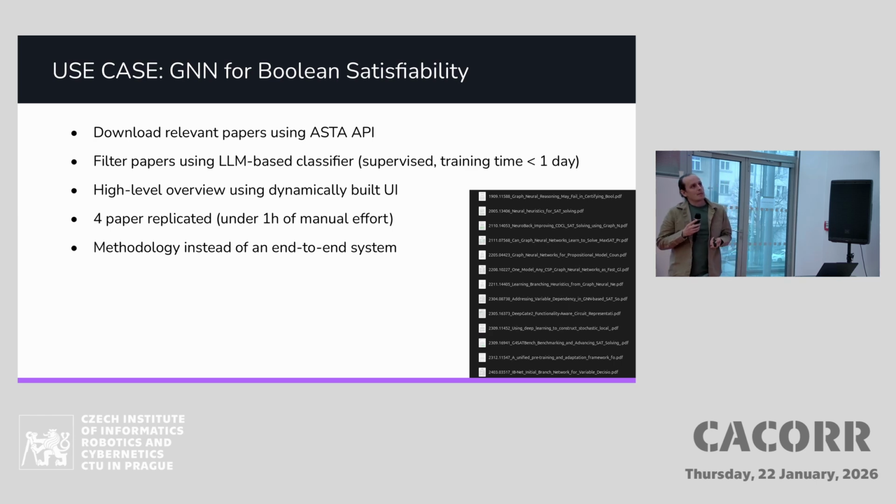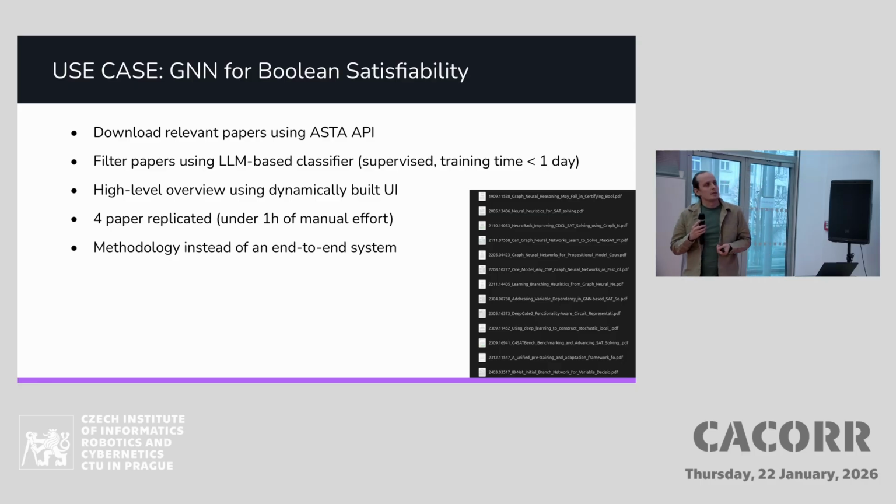We are currently experimenting with this on a topic where we have some expertise. It's graph neural networks for Boolean satisfiability. What we did, we downloaded relevant papers about this topic using the ASTA API, which is serviced by creators of Semantic Scholar. And then we filter papers using LLMs, where we have some criteria, for example, we want only papers which are about supervised learning. We don't want papers which take too much to train. And we collected around 20 papers, and now we are trying to replicate them with minimal effort.